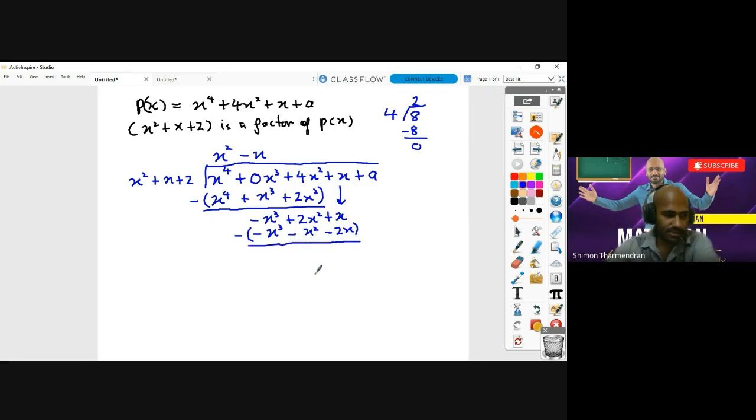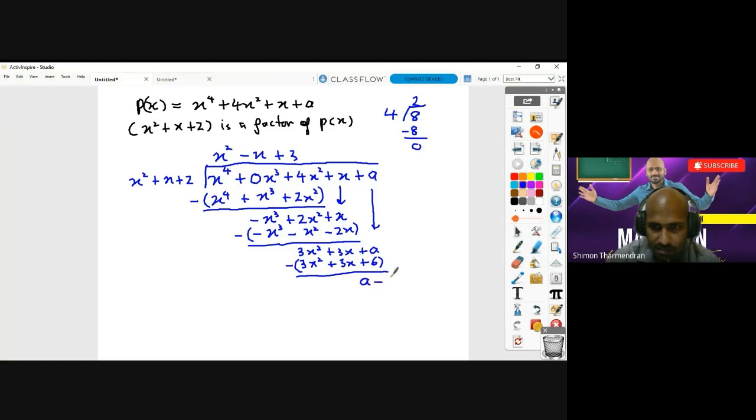So upon subtraction, what do we have here? We have 3x squared plus 3x. And next we got to bring down the a here. We have a plus a, and then I have a plus 3. So once I get a plus 3, 3 times x squared, we have 3x squared plus 3x. 3 times 2 gives me a plus 6. And then a minus. Notice that the x squared and the x term have cancelled off each other, giving me a remainder of a minus 6.